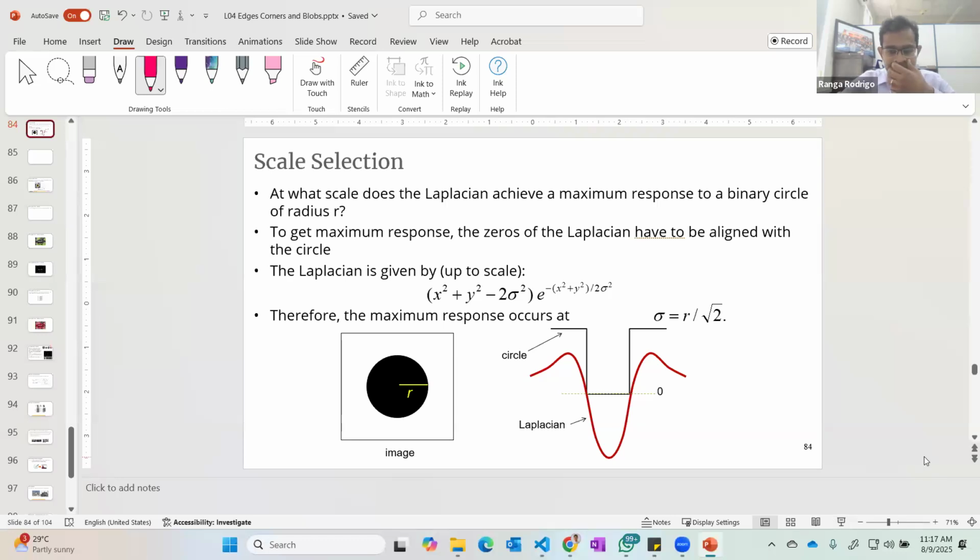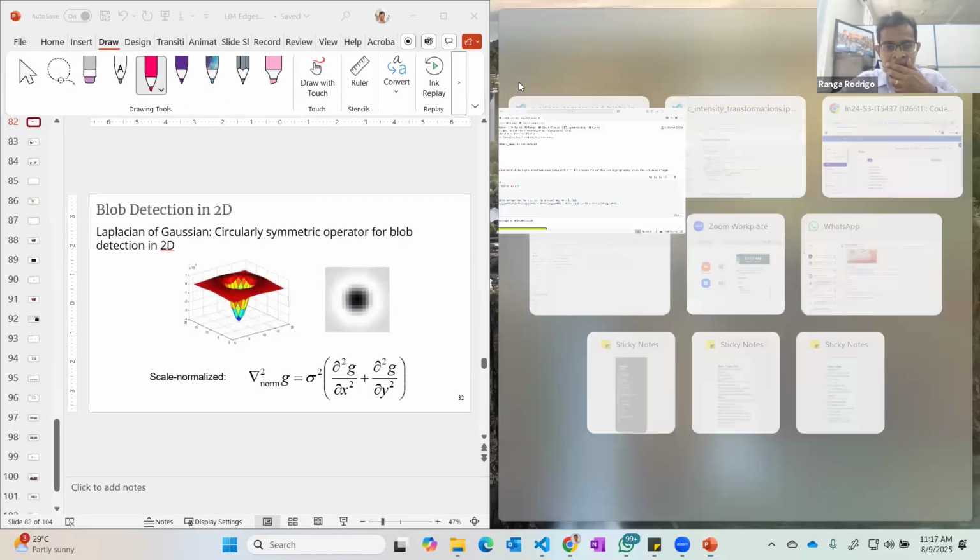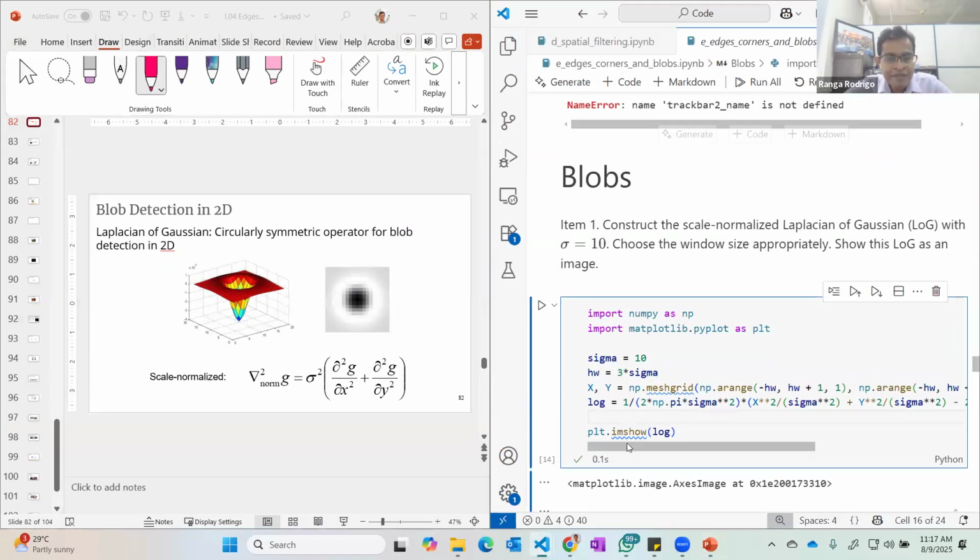So this is the Laplacian of Gaussian that we checked, right? So let's try to relate them. Maybe let's try to display both of them. Okay. So, of course, you have x, y that represents the spatial coordinates using which you can compute this. 1 over 2 pi sigma squared.